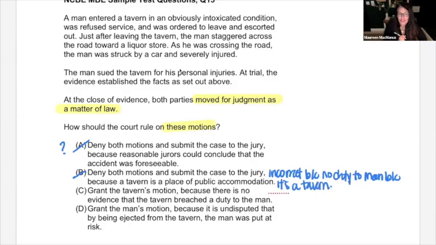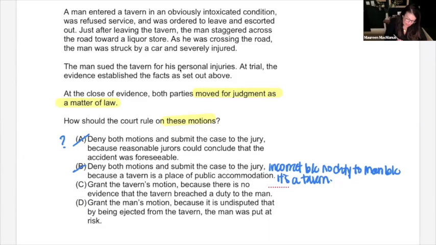C, grant the tavern's motion because there is no evidence that the tavern breached a duty to the man. This looks pretty good. There isn't evidence here that the tavern breached a duty to the man. Okay. And then let's look at D. Grant the man's motion because it is undisputed that by being ejected from the tavern, the man was put at risk. Again, he is put at risk, and this goes to a torts thing where in negligence, is a duty owed? What's the standard of care? Was it breached? Is there causation? Was there damages? And there's no defenses. The higher up in that chain, the better the answer generally.